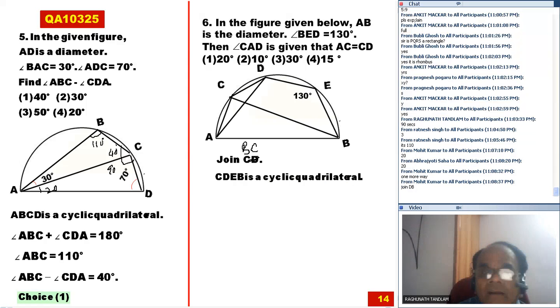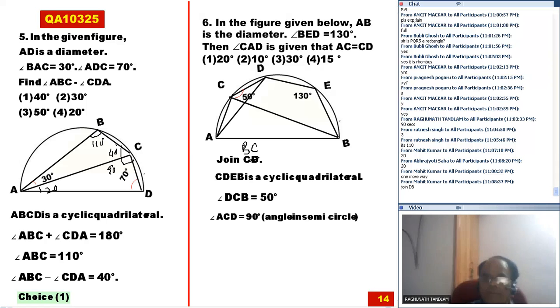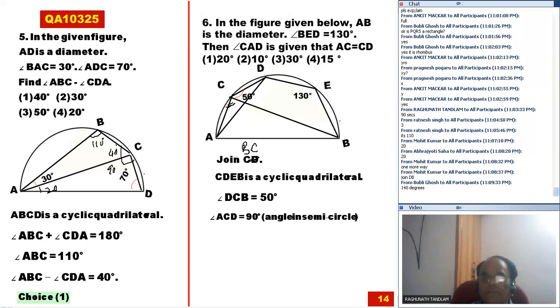So what is the sum of opposite angles? 180 degrees. So DEB plus DCB should be 180. What is angle ACD? 90 degrees. Why? Is it angle in a semicircle? Rogan, is it angle in a semicircle? Then you can answer the question. Right.